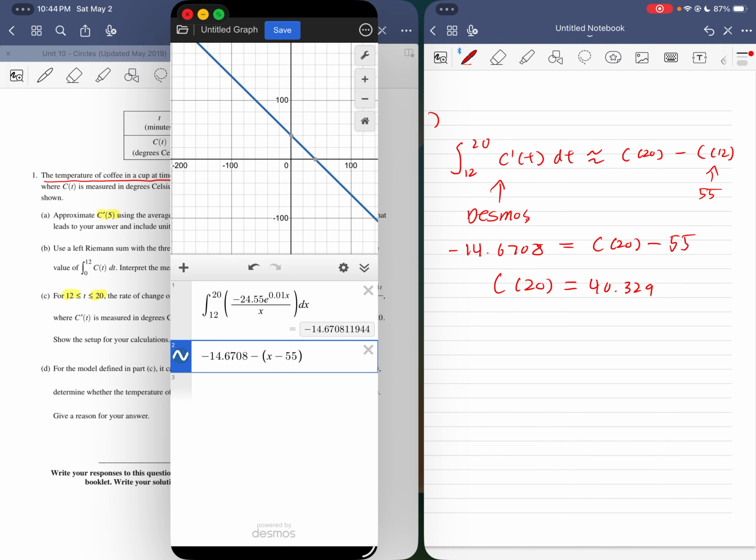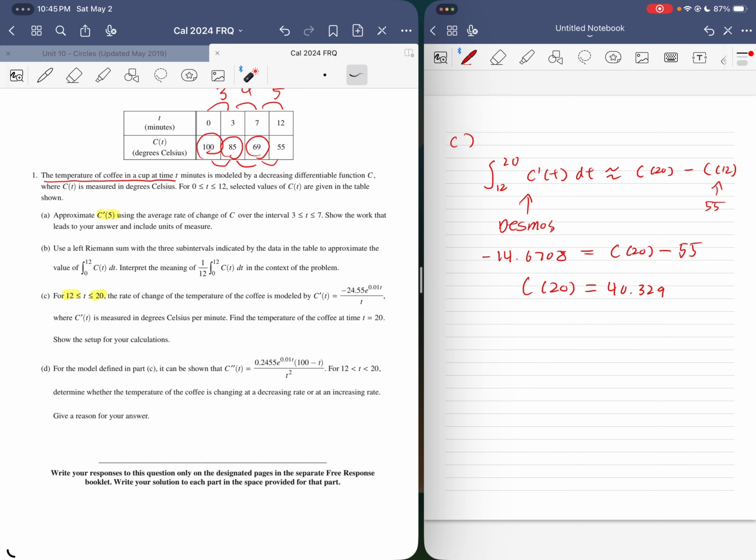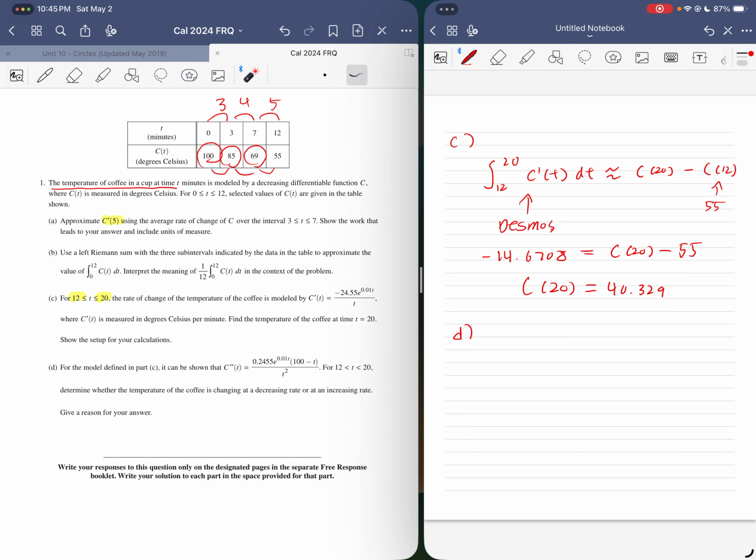Yes, let's see. Next one. D. For the model found in part C, it can be shown that C double prime is this, which means if you take one more derivative, you're gonna get this, which you can do by hand, I believe, from here to here. Determine whether the temperature of the coffee is changing at a decreasing rate or an increasing rate.